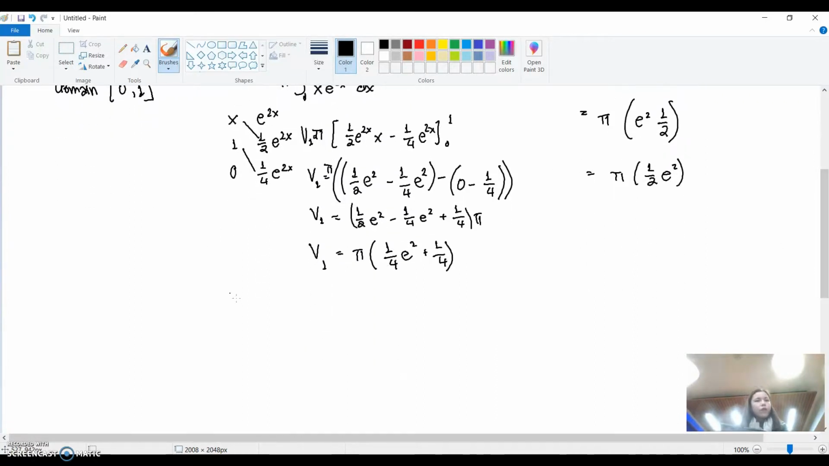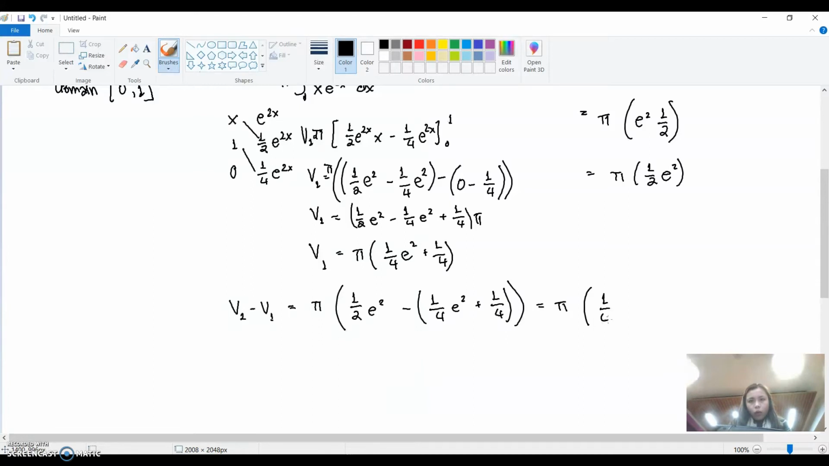Okay, if you plug all this in the calculator, you would find that the second volume is greater than the first volume. So we're going to subtract volume 1 from volume 2. So we get pi of 1/2 e squared, I can take out pi from both sides, minus 1/4 e squared plus 1/4. And that gives us pi times 1/4 e squared minus 1/4. And if we take out 1/4, we get 1/4 times pi times e squared minus 1. And that is our answer to our first question.